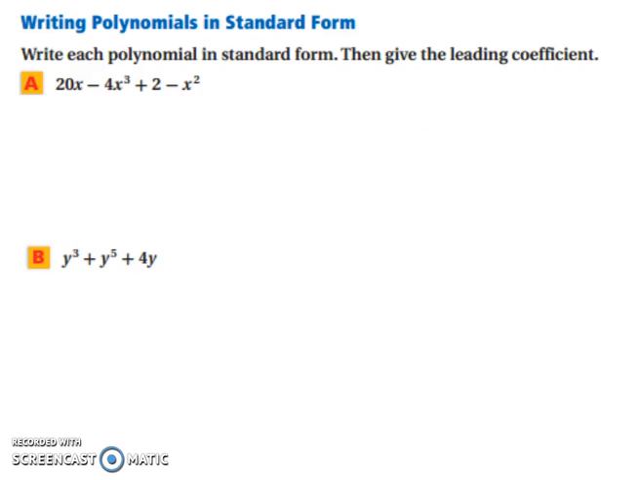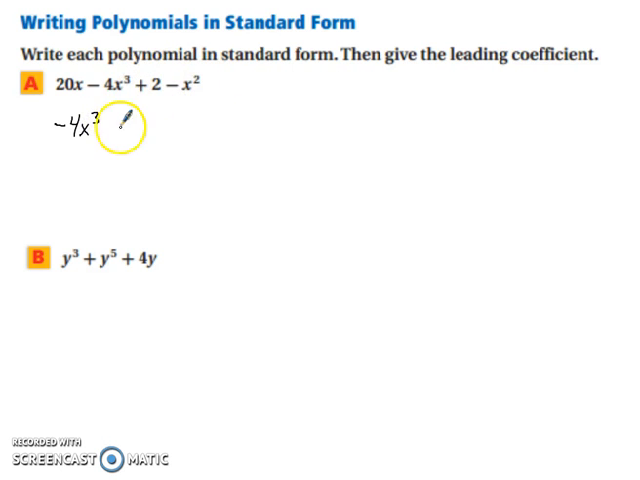Let's practice. We're going to write polynomials in standard form, and then we're going to give the leading coefficient. So for this one, we want the greatest degree, so we're going to start with negative 4x to the third.